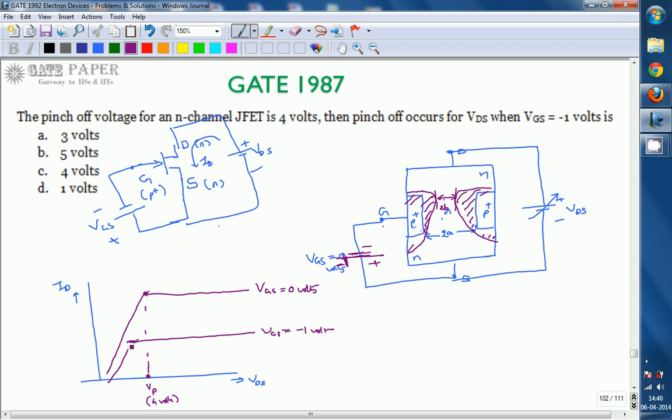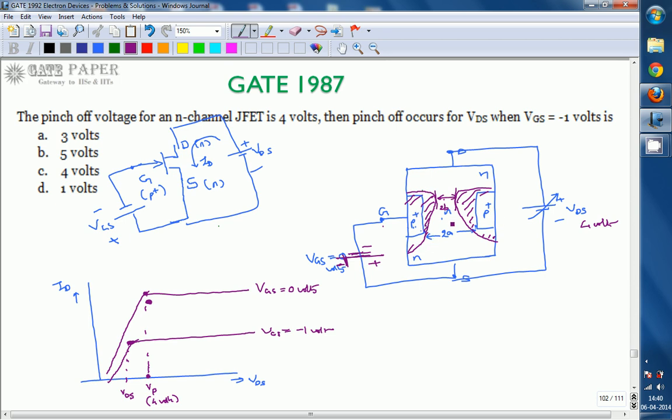Now the pinch off is going to appear across this point. So now we are going to get the relation between the pinch off voltage and the value of VDS at which the pinch off occurs, that is, constant current you are getting: VDS, VP and VGS. Previously we applied VGS equal to 0 volts. By that time let us assume 4 volts of VDS you applied such that the current becomes constant.